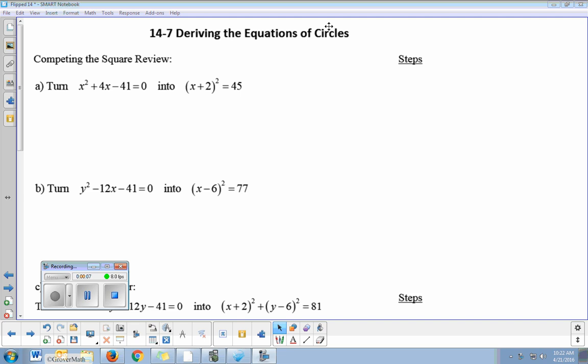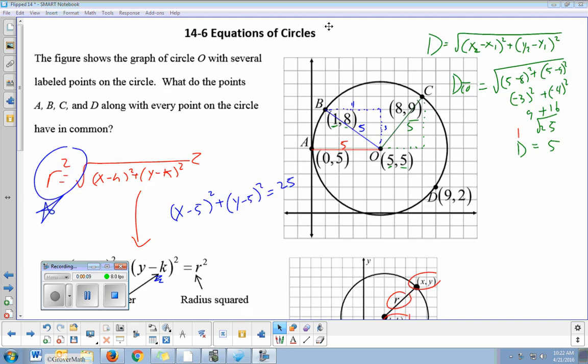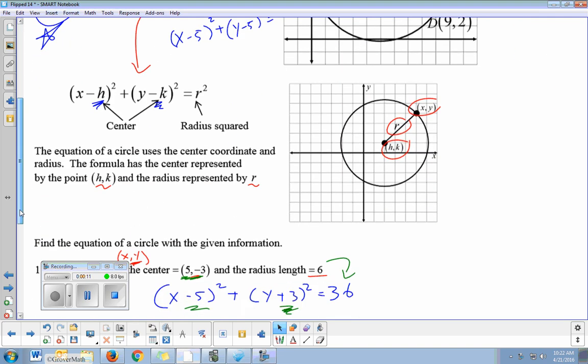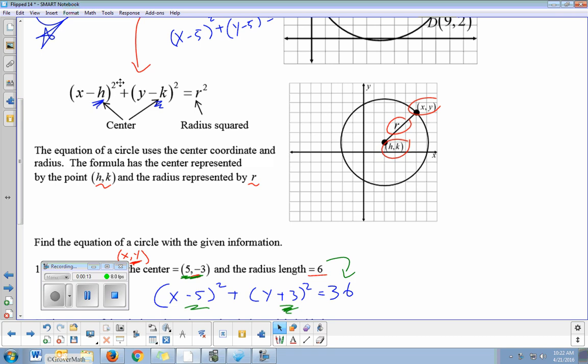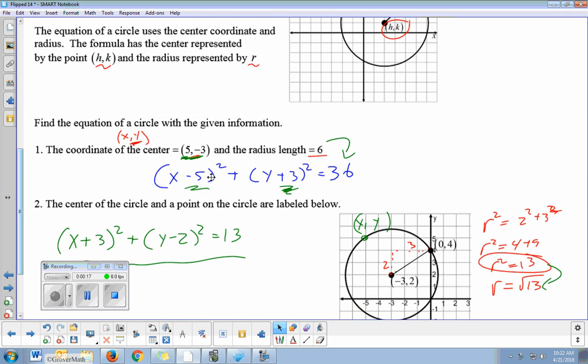So the previous lecture was on the equation of a circle, and you learned the equation formula for a circle, (x minus h) squared plus (y minus k) squared equals r squared. Something like (x minus 5) squared plus (y plus 3) squared equals 36 came from a center of (5, negative 3) and a radius of 6, because we have radius squared when it's actually in the equation. And it's all about every point being the same distance from the center.